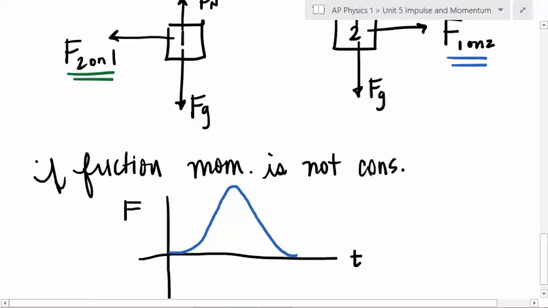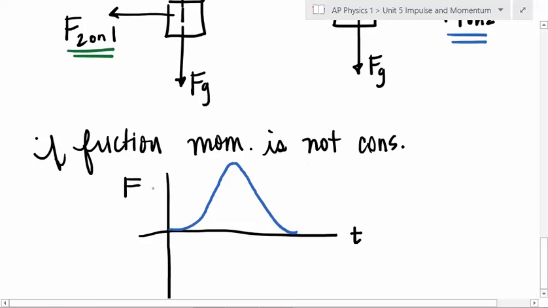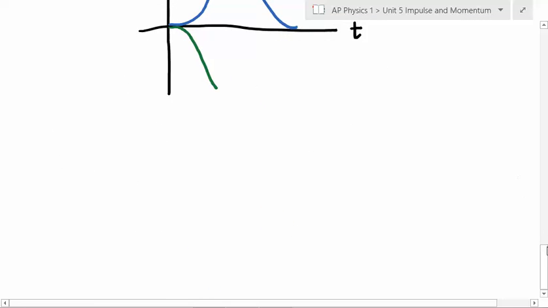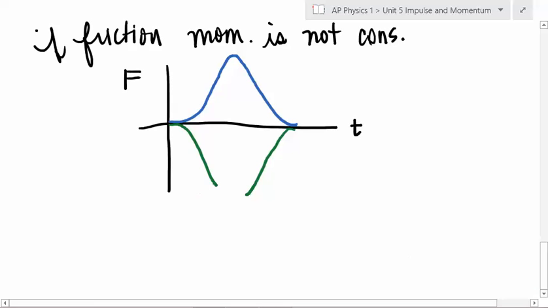So then what would the force versus time look like for this first mass? It should look like maybe the mirror image of it. Pretend like I can do that, because apparently I cannot. Okay, so anyway, pretend like those are the same.